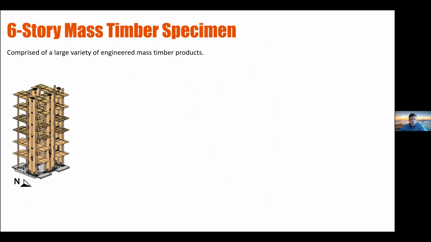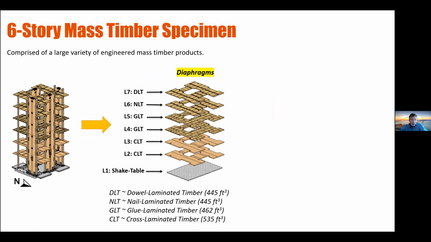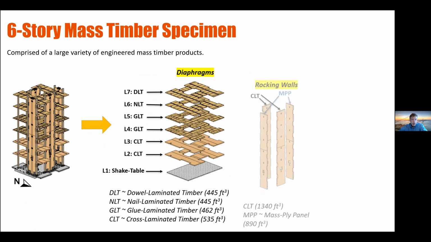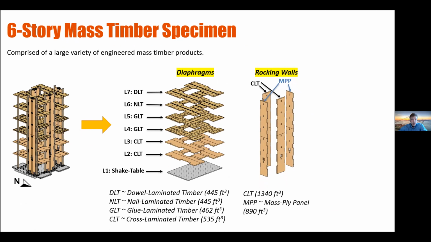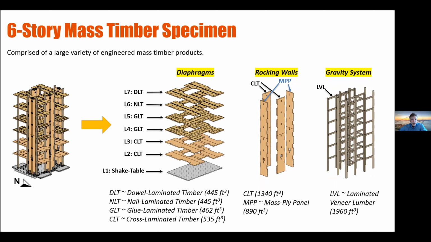Talking about the 6-story mass timber specimen, it is comprised of a large variety of engineered mass timber products. The diaphragms consist of cross-laminated timber, glue-laminated timber, nail lam, and dowel-laminated timber. The 4 mass timber rocking walls consist of CLT, cross-laminated timber, and mass ply panel, MPP, and the beams and columns are made out of laminated veneer lumber.